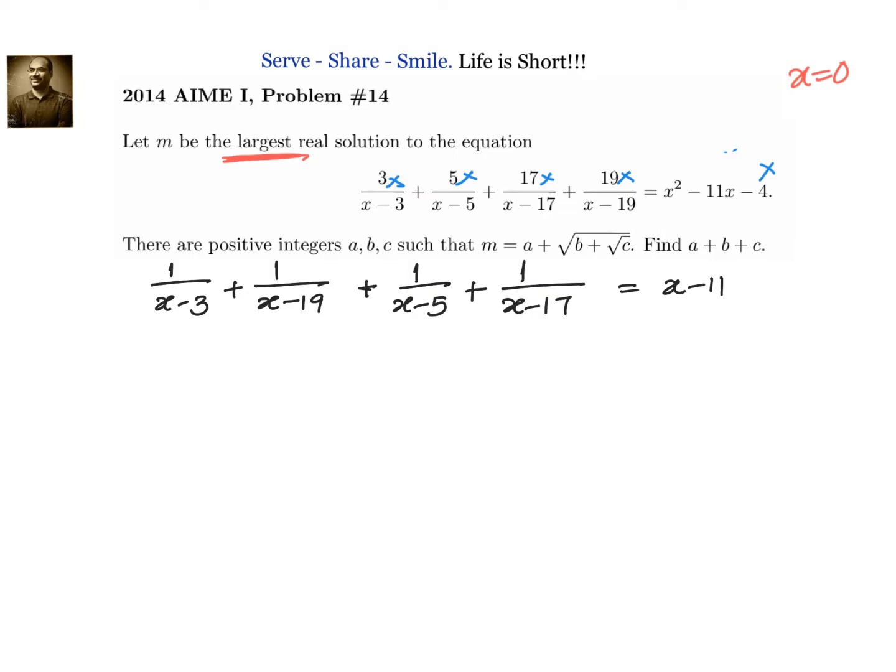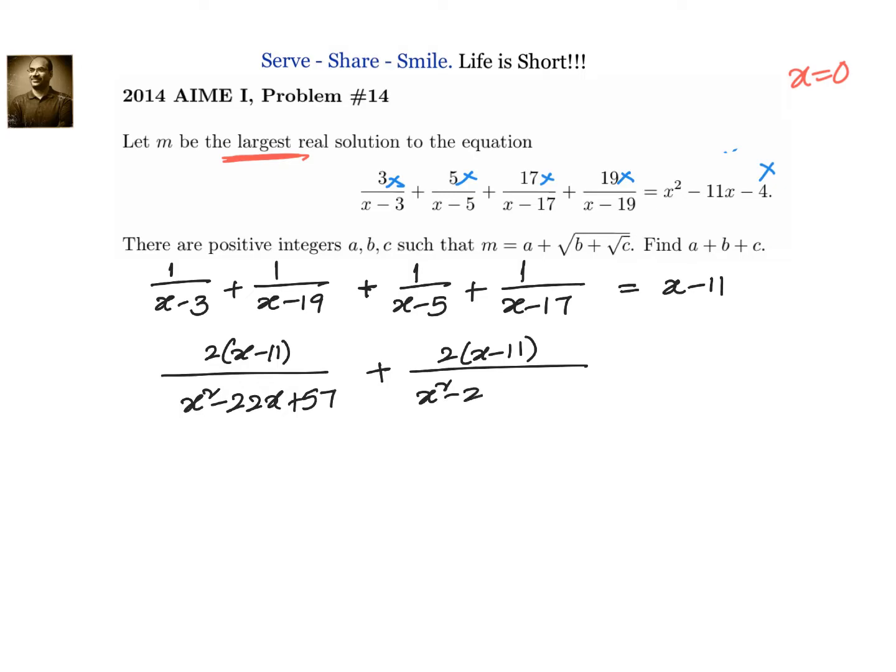Now let us take LCM of these two groups separately. I will have 2 into x minus 11 divided by x square minus 22x plus 57 plus 2 into x minus 11 divided by x square minus 22x plus 85 is equal to x minus 11. Now you can see you can take out x minus 11 now. So I can remove x minus 11. So that means x equals to 11 is another solution. So let's write down that also.